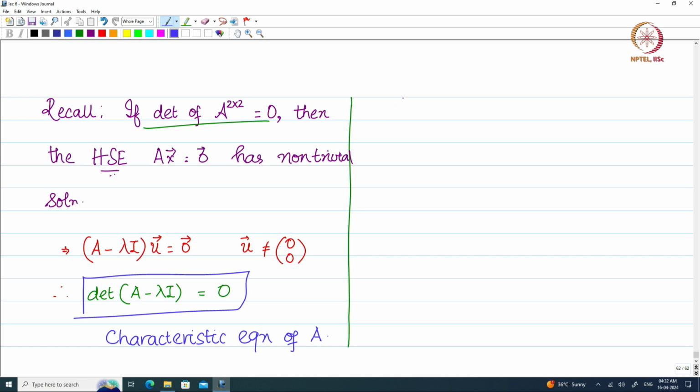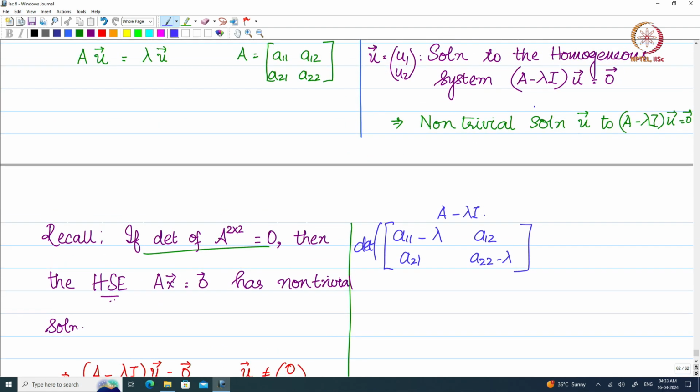So, if we take our 2 by 2 case, we had A11 minus lambda, A12, A21, A22 minus lambda. This is what we had. This is the matrix A minus lambda I. We want the determinant of this to be equal to 0.